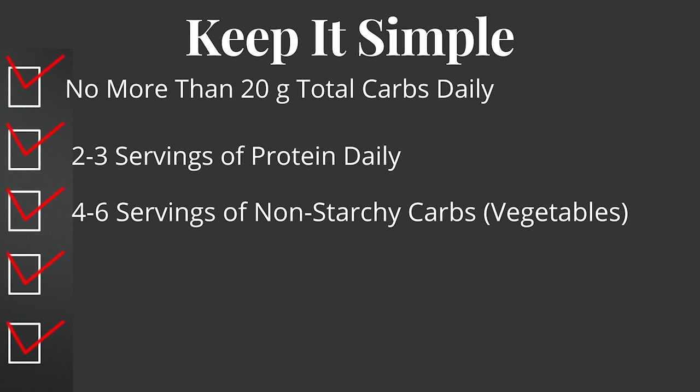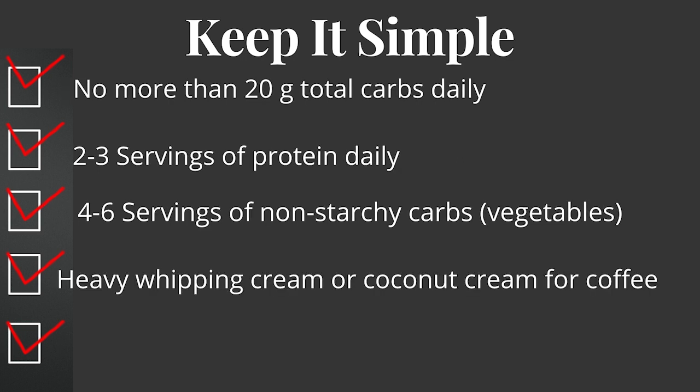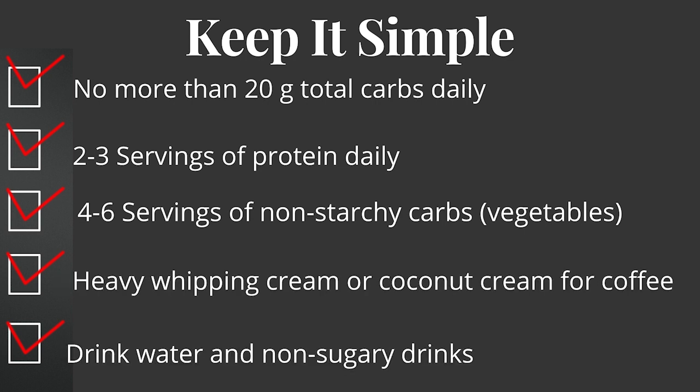If you're gonna have a fruit, small amount, have it be a berry: strawberry, blueberries, blackberries. If you need cream in your coffee, add heavy whipping cream instead. It's safe and it's not gonna cause your blood sugar to spike. Drink water, and make sure if you drink anything else besides water, it has no added sugars.